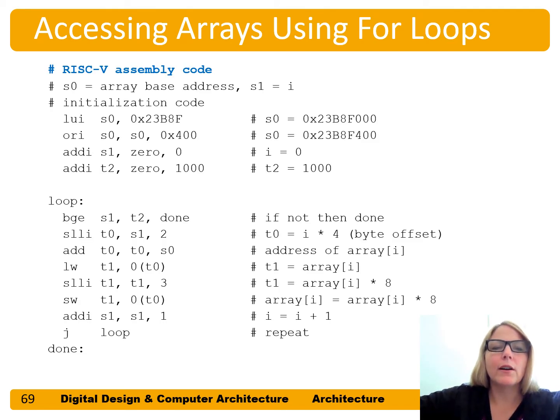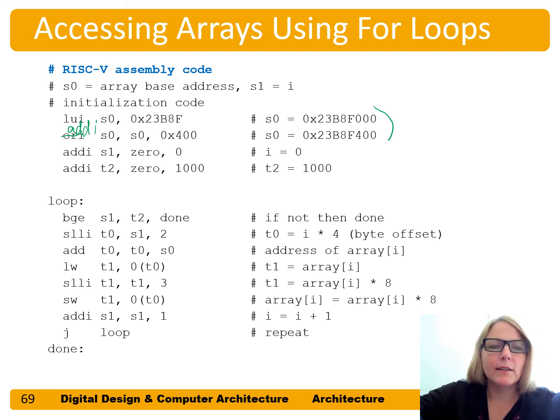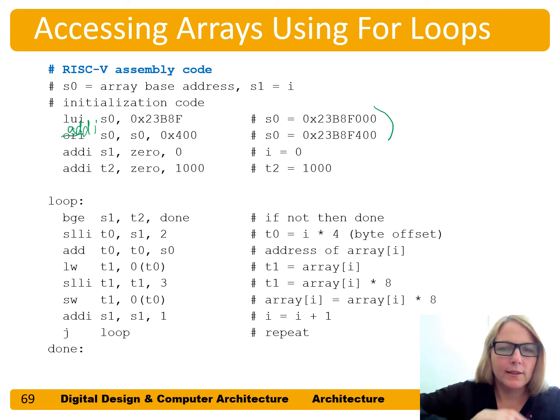And so here we have our base address. In this case, our base address is 23B8F400, and we could actually use that or immediate. More common, like we've shown, is to use add immediate, but or immediate actually works as well. And then we're going to initialize I and initialize some temporary register with 1,000 so we can compare with it.